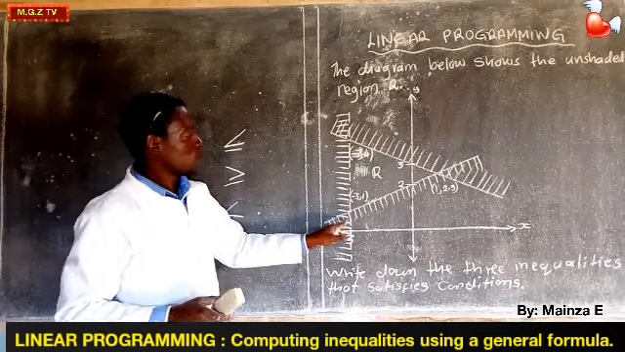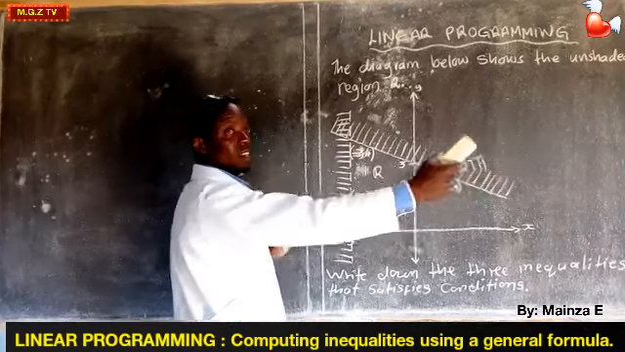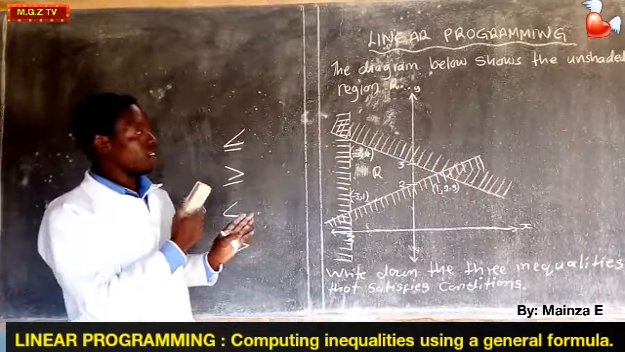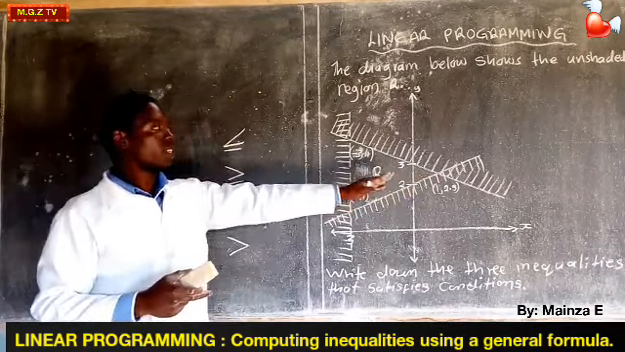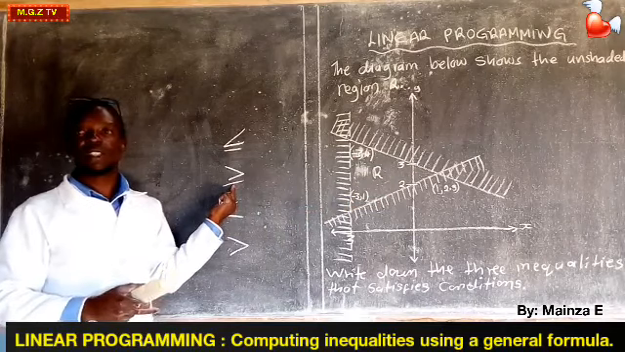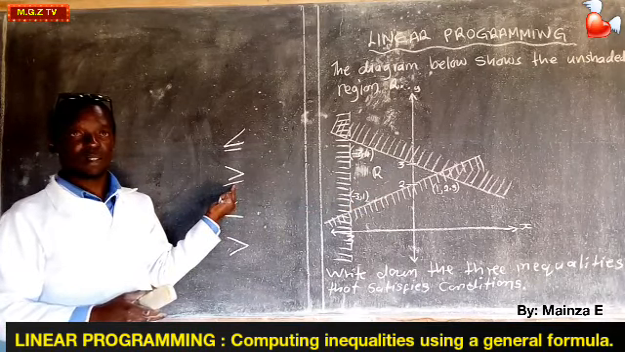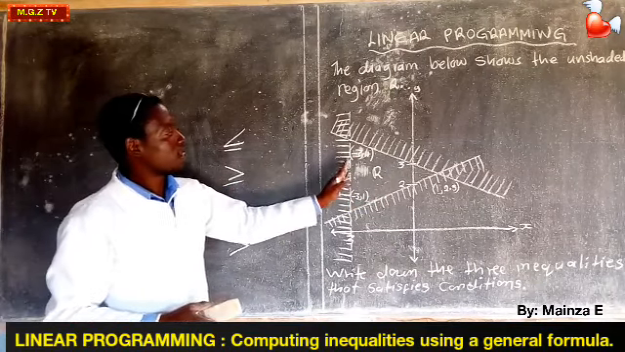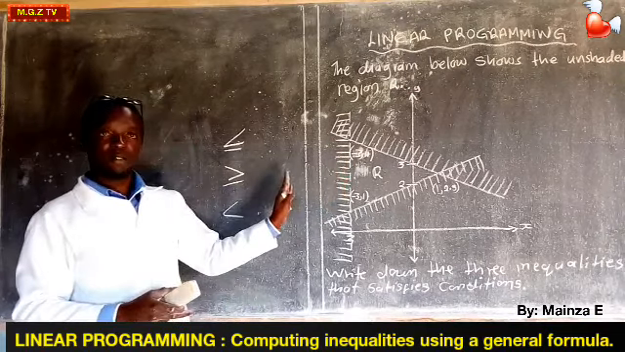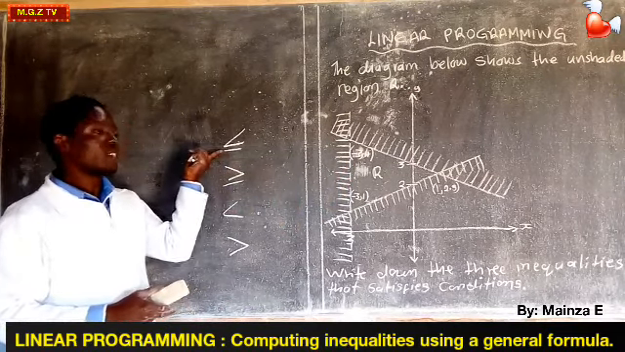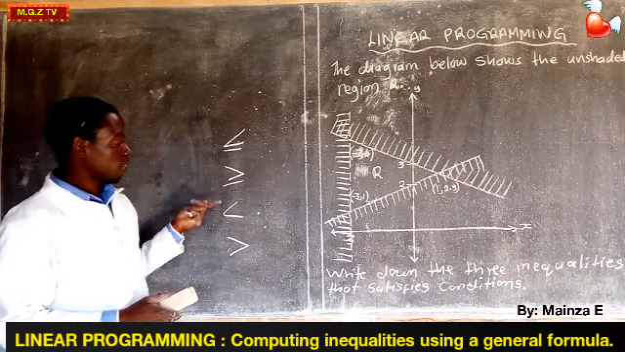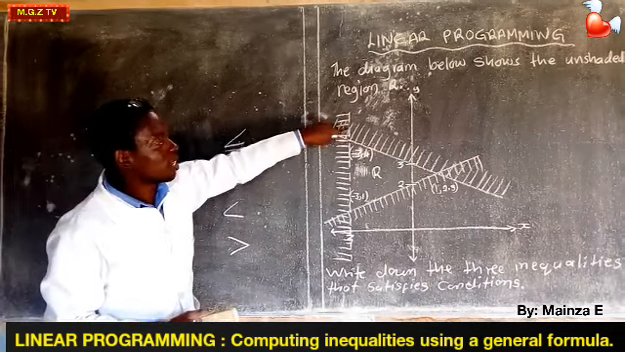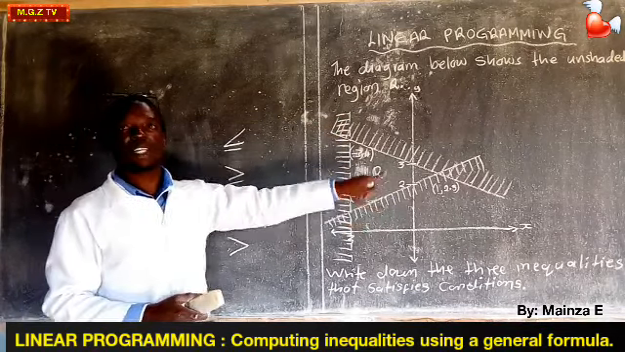This line, we have the right and the left. If the part not shaded is the right, the symbol taken is greater than. If the part not shaded is the left, the symbol taken is less than. But don't just use the symbols anyhow. We need to observe the kind of line that is being used.